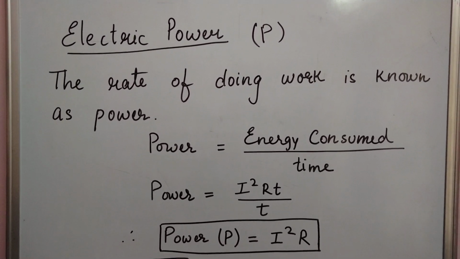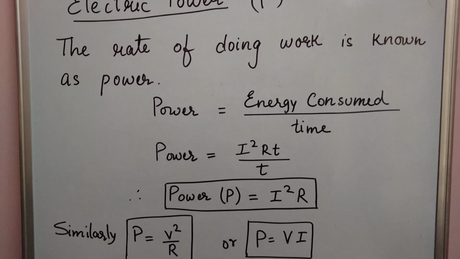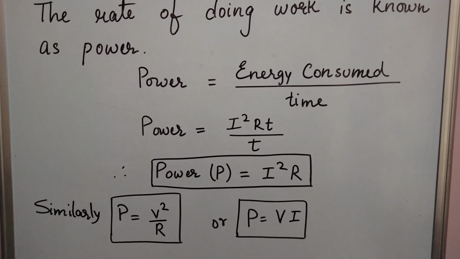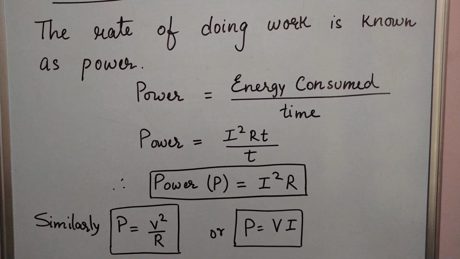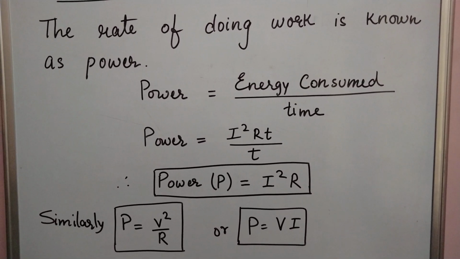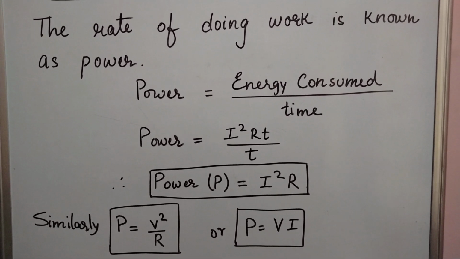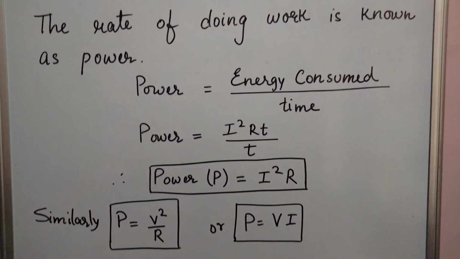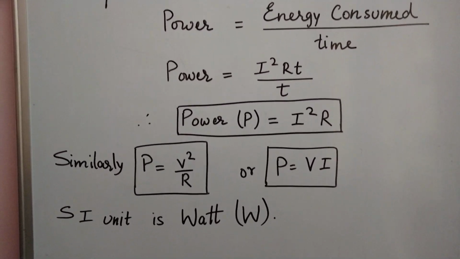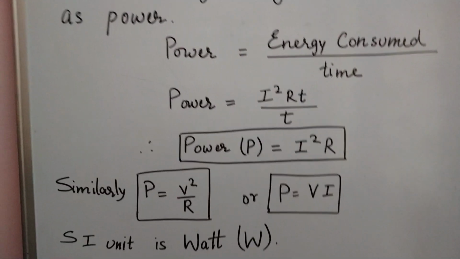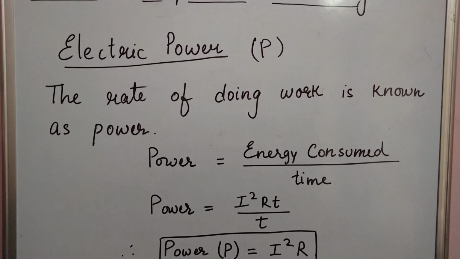And similarly, if we keep on putting the values from the Ohm's law, then we get the value of power to be V square by R or VI. So similarly, we have again three formulas for power, just like we had three formulas for calculating the heating effect or the formula for calculating heat. The SI unit of power is watt, and with this we finish the portion of the electric power and also chapter 12, current electricity.